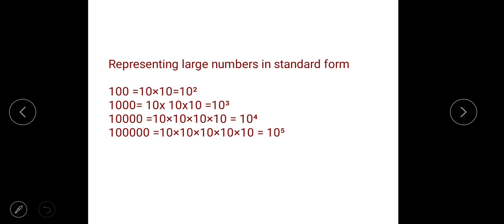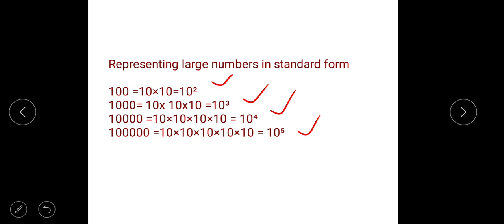Representing large numbers in their standard form. Okay, how do we represent large numbers in standard form? Before studying this, we have to understand some basic idea, that is powers of 10. Look at this, 100. 100 can be written as 10 into 10, that is 10 square. So 100 is 10 square, then what will be 1000? 1000 is 10 cube, right? 10,000 is 10 raised to 4. 1 lakh is 10 raised to 5.